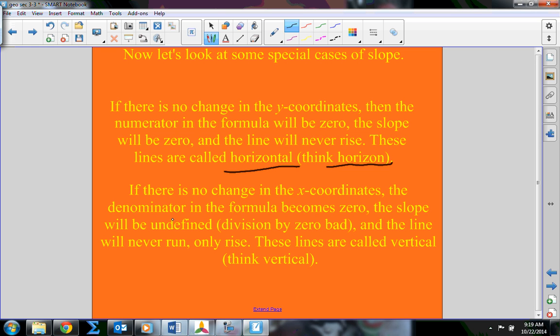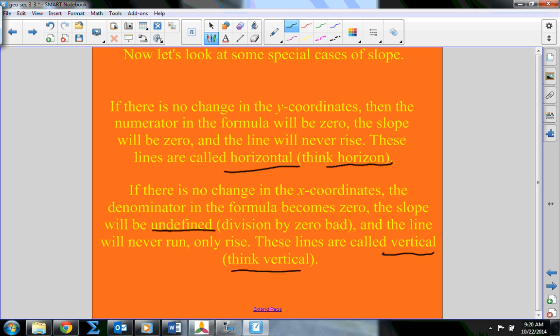Now, if the x coordinates don't change, what's going to happen is you're going to have division by 0. Division by 0 is not good, so we say that's undefined. And those types of lines never get to run anywhere. They're only rising. And so those are called vertical lines. And so you want to think vertical. I couldn't think of anything clever like horizon and horizontal, so just think vertical to remember vertical.